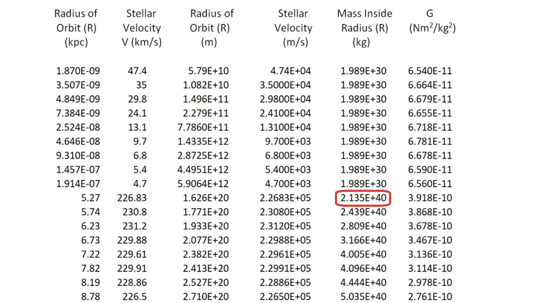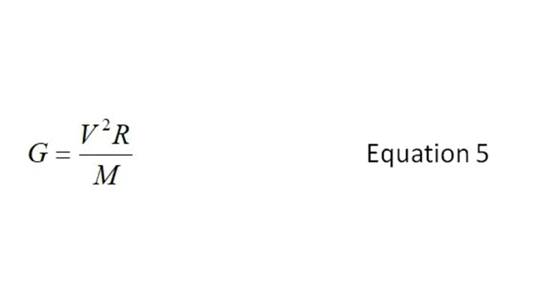The sixth column of table 1 is arrived at by substituting the values from columns 3, 4, and 5 into equation 5. That is, the radius of the orbit, the velocity of the star in the orbit, and the mass interior to the orbit. Those values substituted into equation 5 allow us to calculate the gravitational G value.